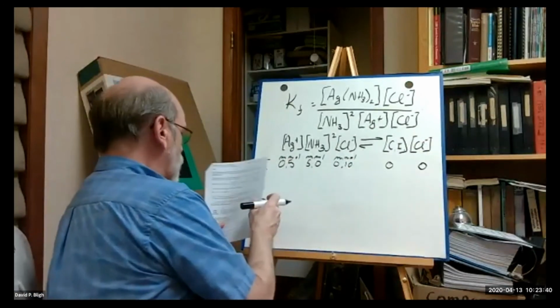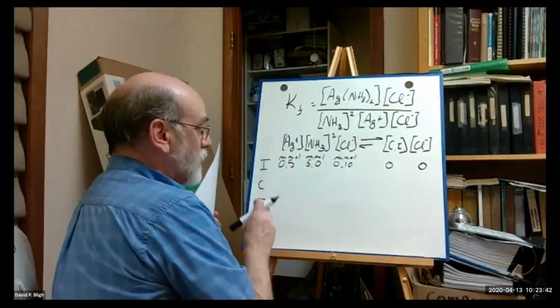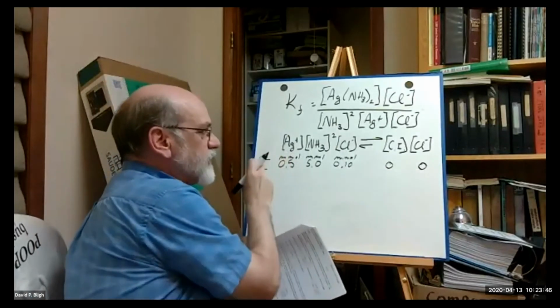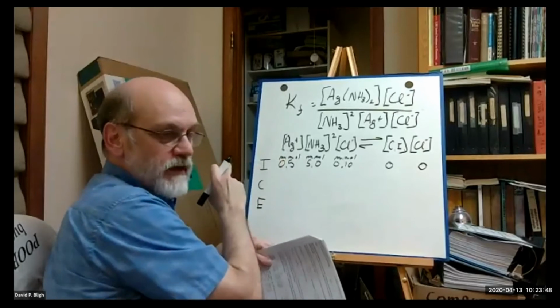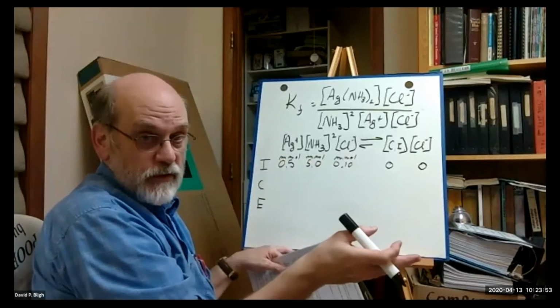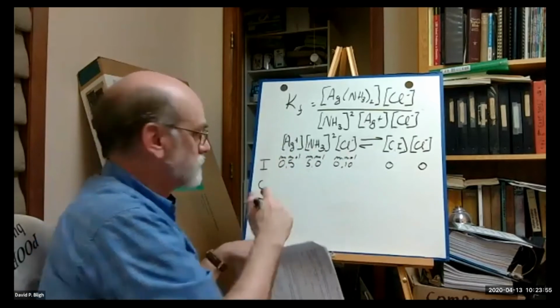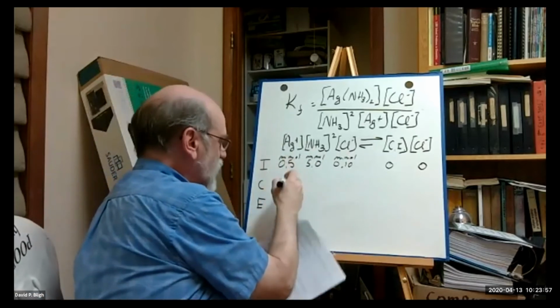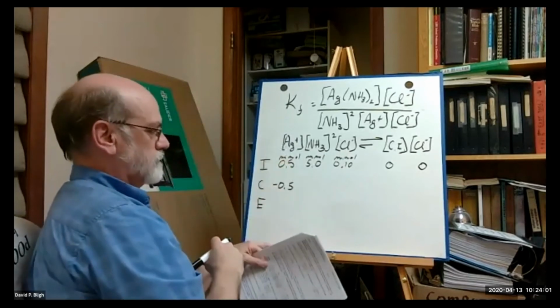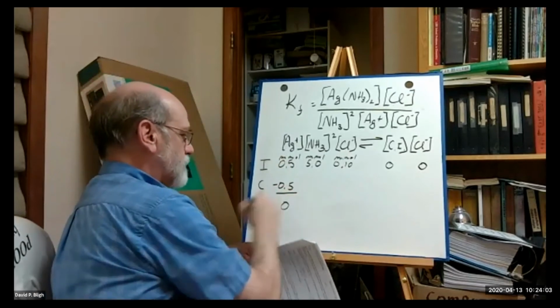Okay. So what's the change? Well, when we reach the endpoint, all of that silver that we started with is now gone. It's converted to the opalescent color. So the change is we're using it up. It's gone, right? So that means 0.